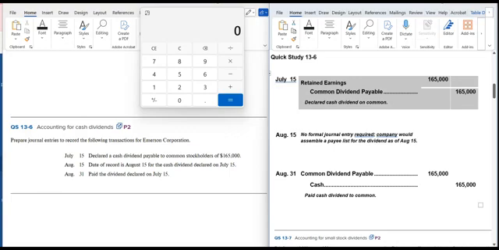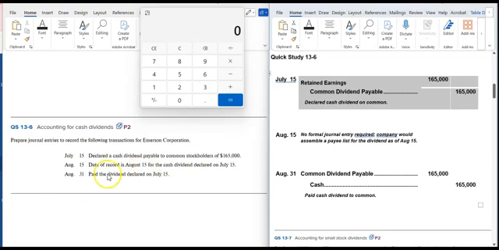Okay. All right, so that was the date of declaration. Liability recorded, retained earnings decreased. August 15th is the date of record. On the date of record, there's nothing for us to record in the general ledger. It's just simply a date that the company would go out and figure out who owns the stock so that they know who they're going to pay.